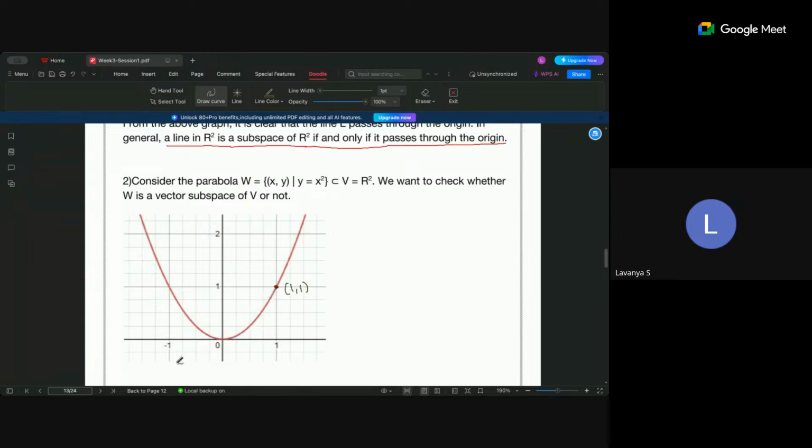Now y is equal to x is this line. Is this line inside this set W? No, right? 1 comma 1 belongs to W, but alpha times 1 comma 1 does not belong to W. So this is not a subspace.